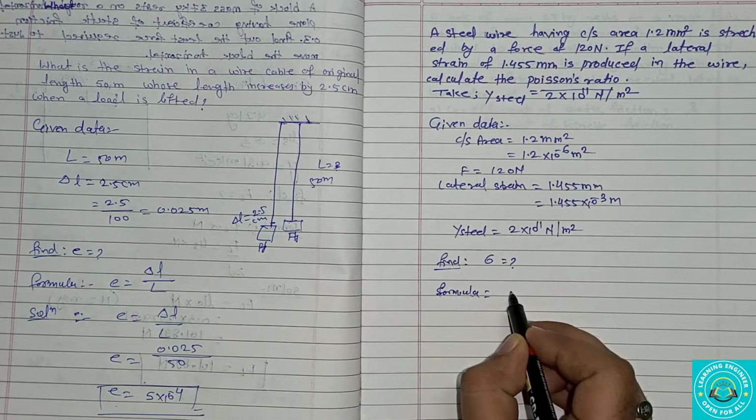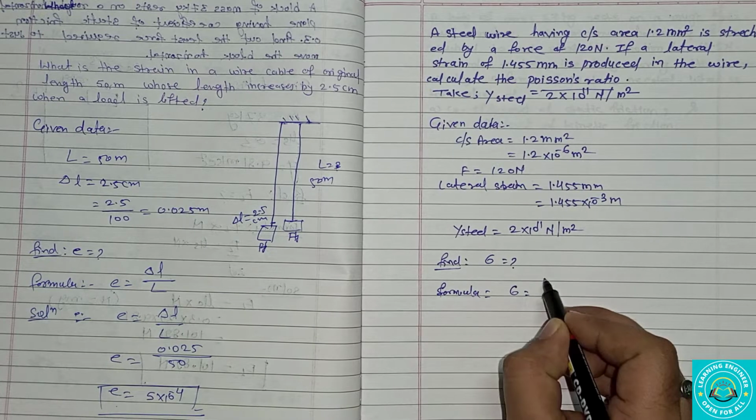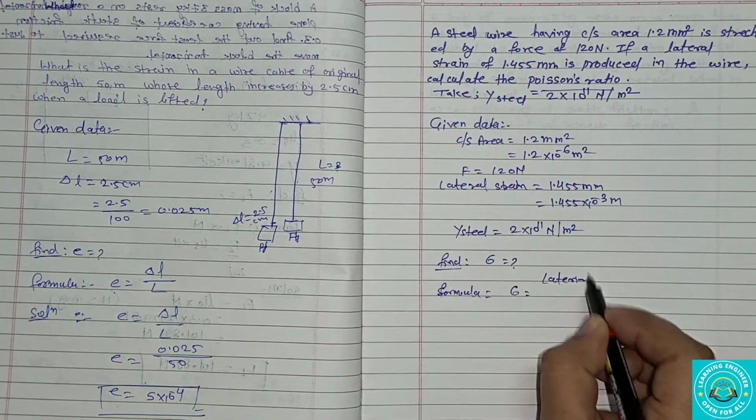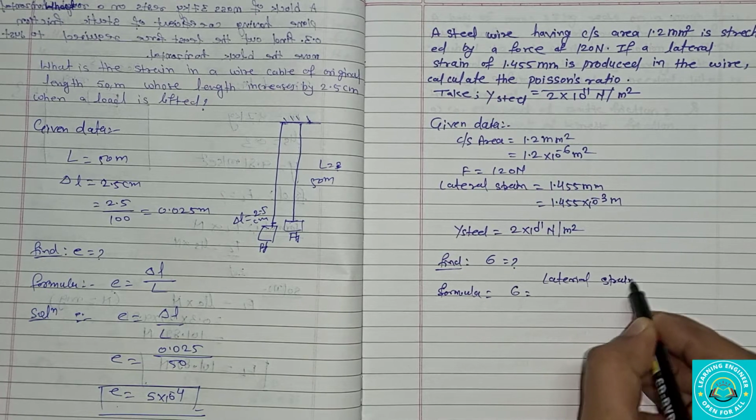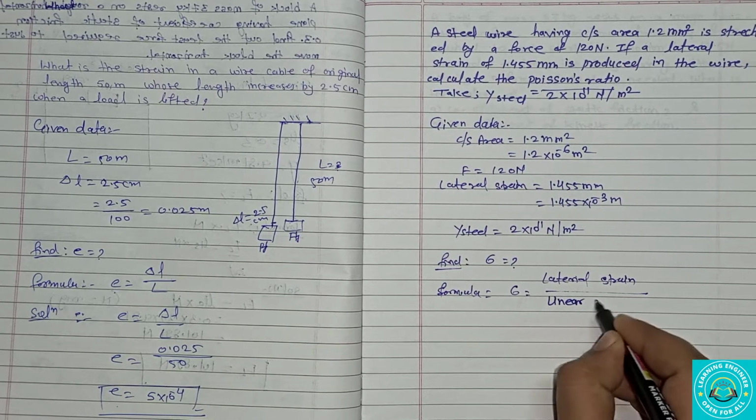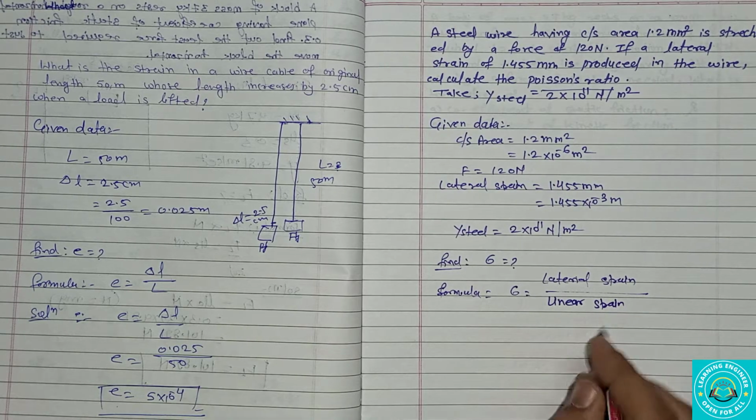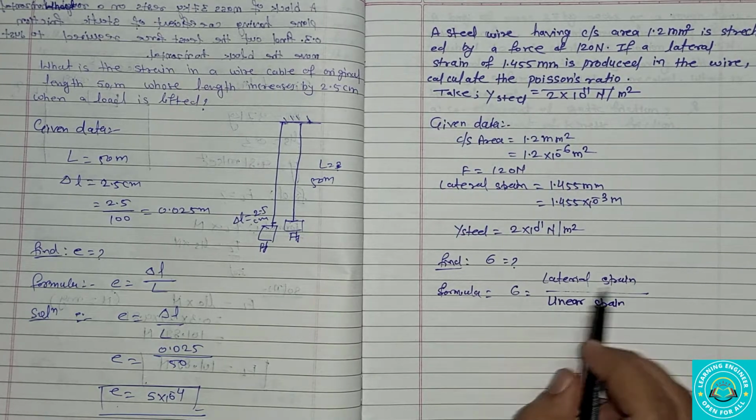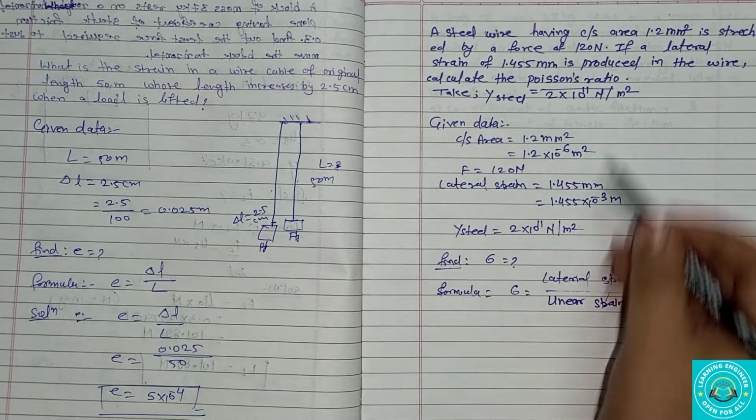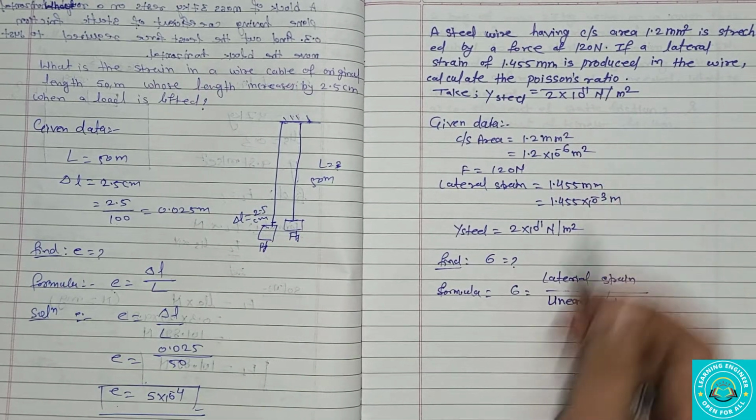Formula, we know Poisson's ratio is equal to lateral strain upon linear strain. If I calculate the linear strain and I have the lateral strain, then with the help of this formula I can easily calculate Poisson's ratio.